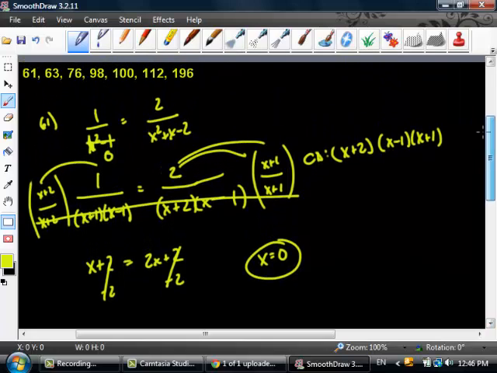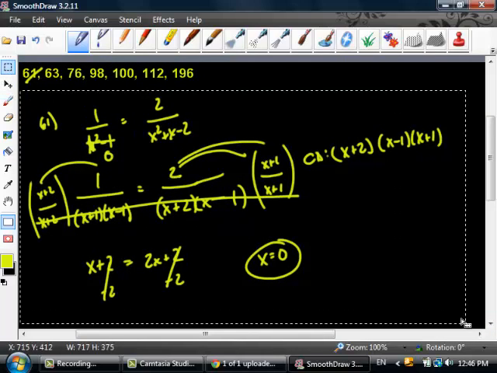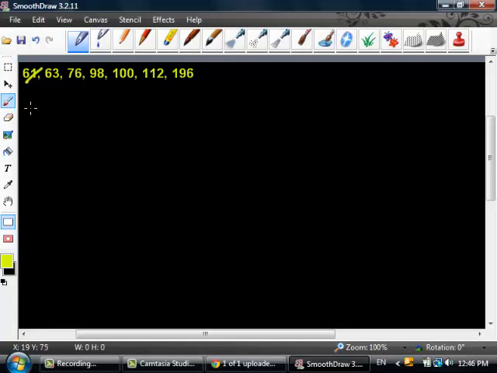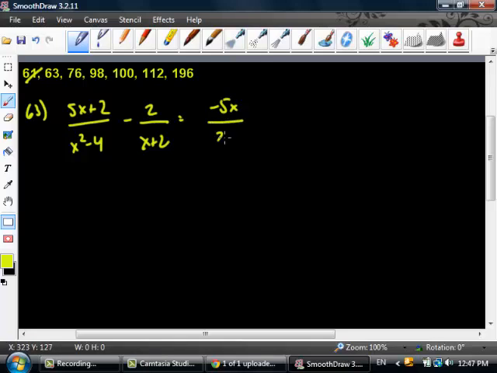Okay, I'm sorry, we did 61. So let's take care of 63. I imagine 63 is a similar problem. Okay, I'm going to factor everything. So this is (5x + 2) over (x + 2)(x − 2) minus 2 over x + 2.